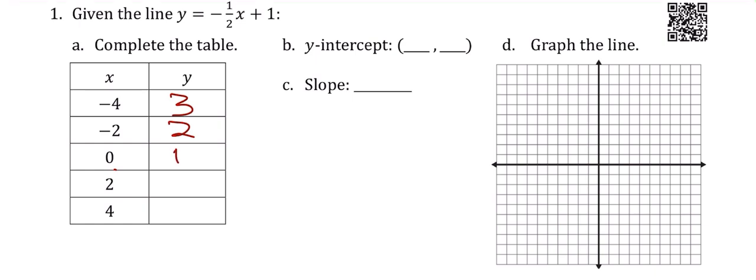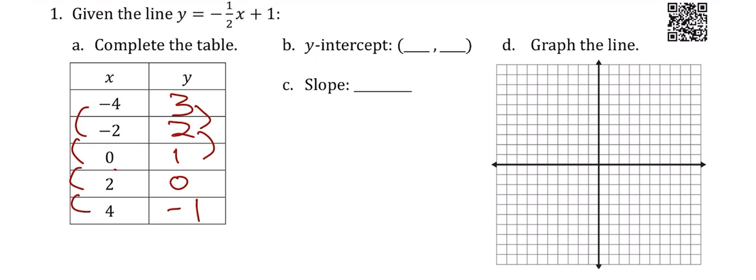So we start to see the pattern that as x is going up by 2 every time, the y is going down by 1. So instead of spending any more time, I'm just going to keep going, knowing that it's a linear expression or function. And so we know that as x changes, y has to change, and that's going to be consistent on the line.